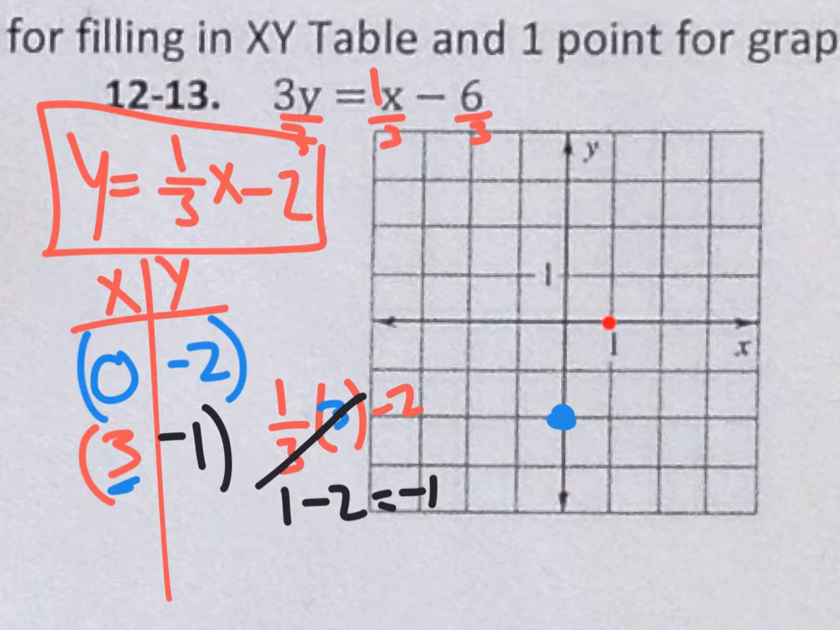Let's go to the coordinate 1, 2, 3, -1. You put a dot right there. And you could draw your line and you're done. That's a crooked line, I apologize.